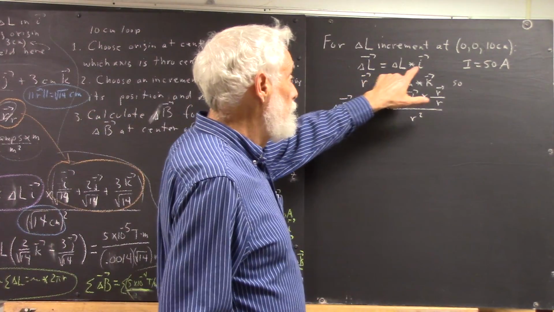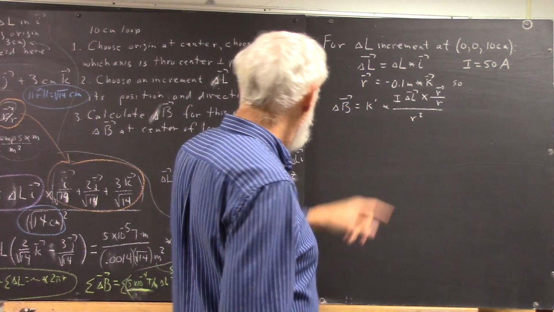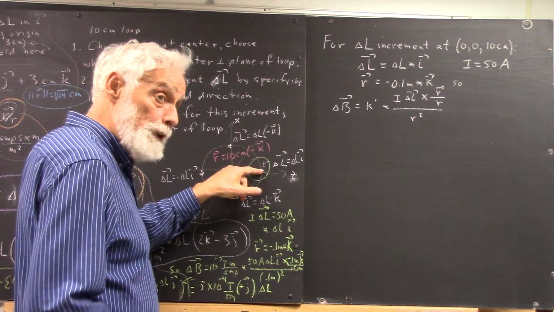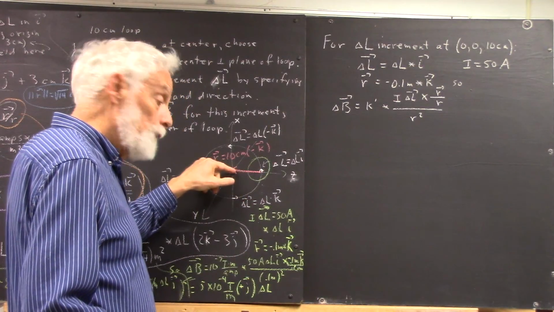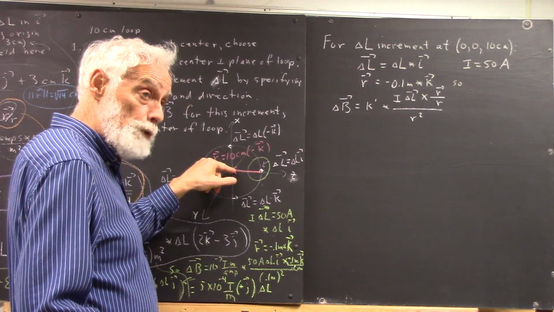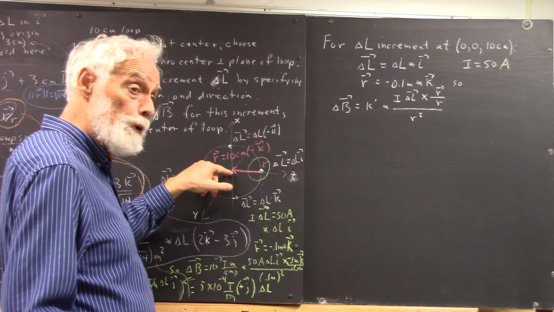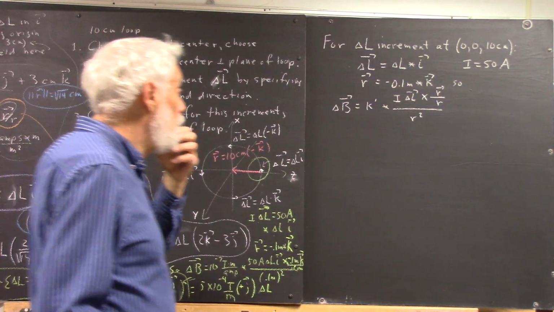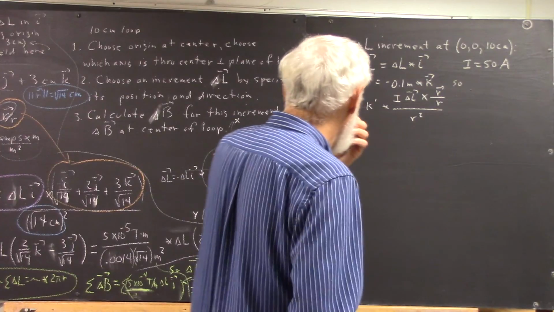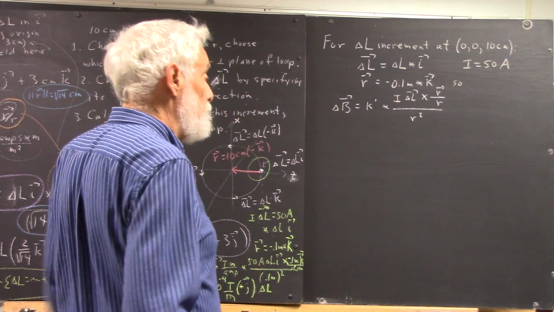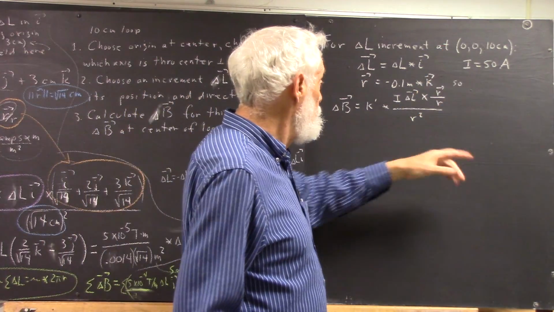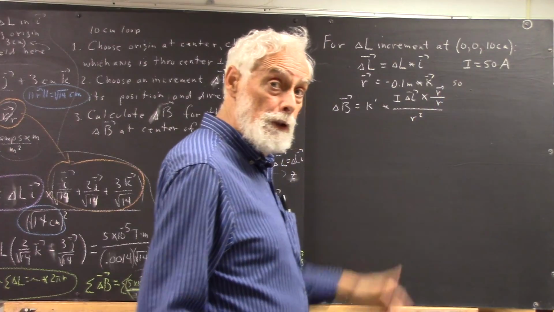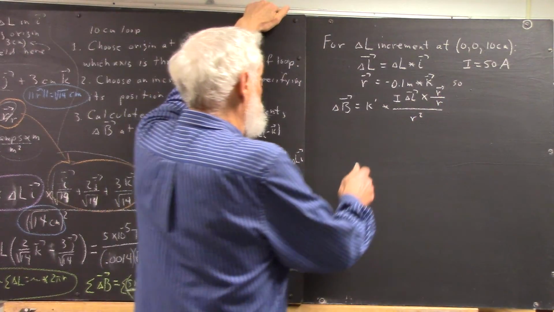And delta L is delta L times I, and the R vector goes from the current segment, the I delta L segment, back toward the point at which we want to calculate the field, and that point is the origin. So here's our R vector. Okay, so now all we have to do, and our current's 50 amps, so we have everything that we need to plug in here. So it's very straightforward now.